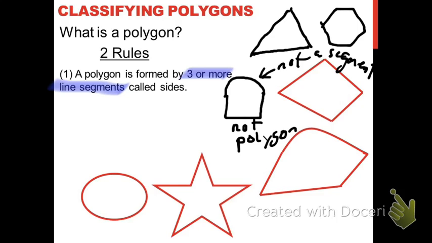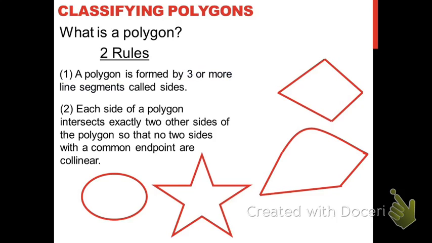Secondly, this one seems more complicated, but I can show you an example of what it's referring to. Each side of a polygon intersects exactly 2 other sides of the polygon, so that no 2 sides with a common endpoint are collinear.